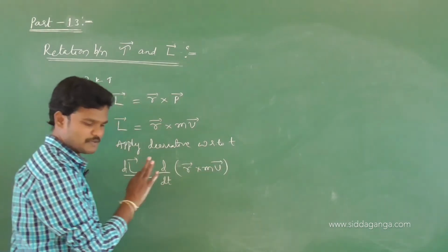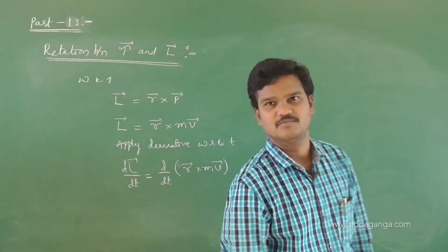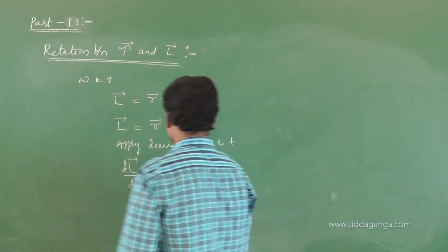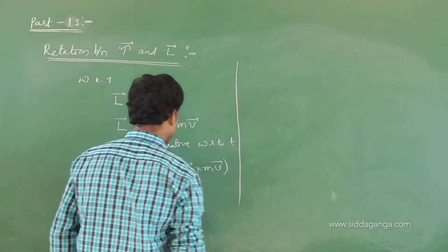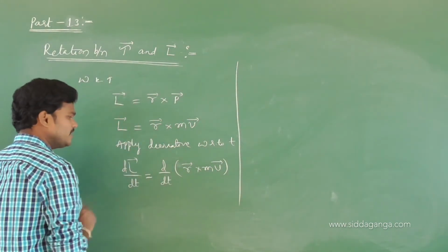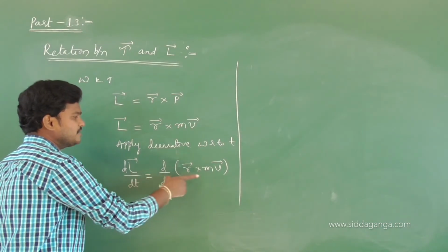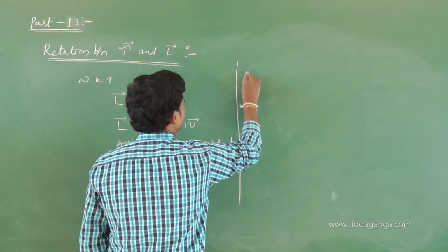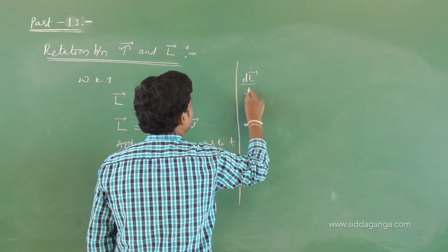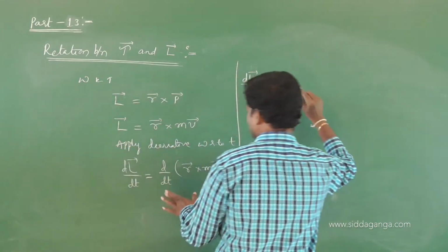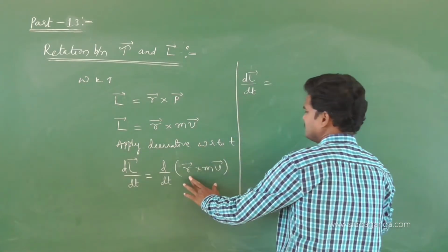I am applying simple differentiation. Comparing to integration, this is nothing for you especially. So dL by dt, and multiply d by dt for this term. dL bar by dt, which is equivalent to, multiply d by dt for the first term.